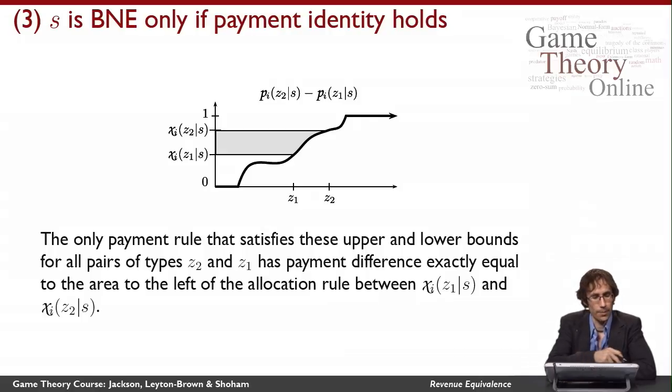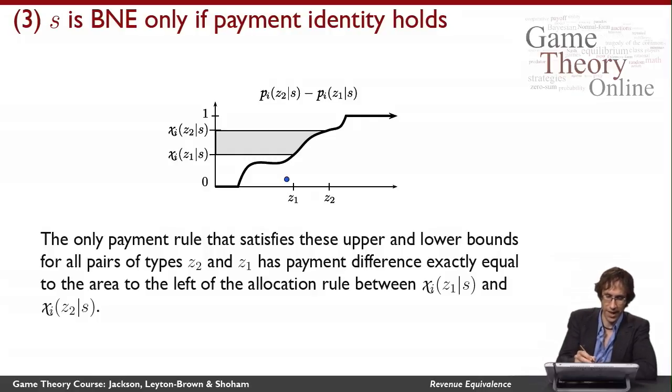Well, I can argue this more formally using calculus, but if you think about it, it's easy to get an intuition that makes it clear that the only payment rule that can satisfy these upper and lower bounds for every given pair of types, Z1 and Z2, has payment difference that's equal exactly to the shaded region that's shown here.